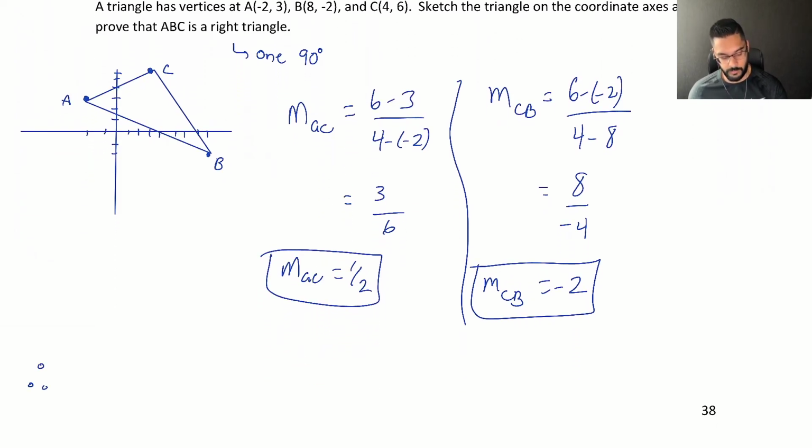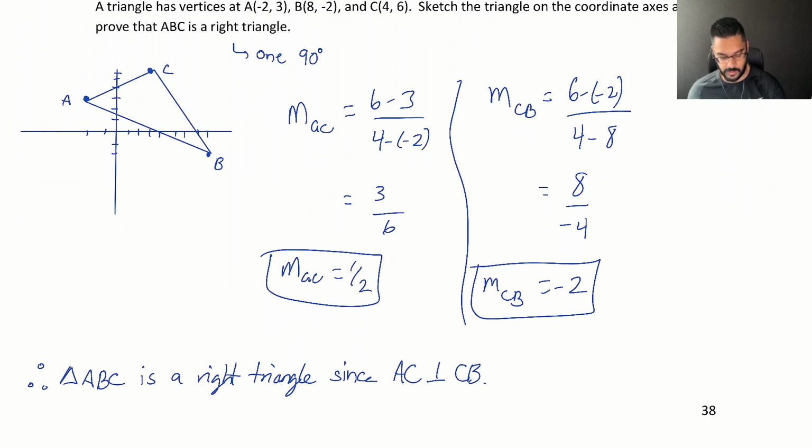So therefore, triangle ABC is a right triangle, since the line segment AC is perpendicular to the line segment CB. That creates that 90-degree angle for me. This is a right triangle. So that brings us to the end of relations and functions for Math 10.